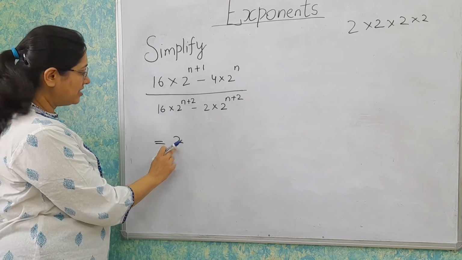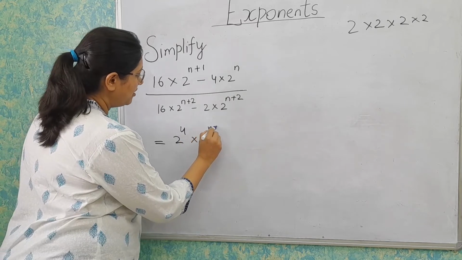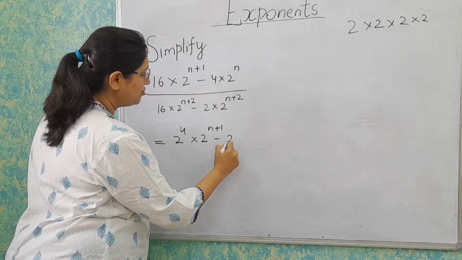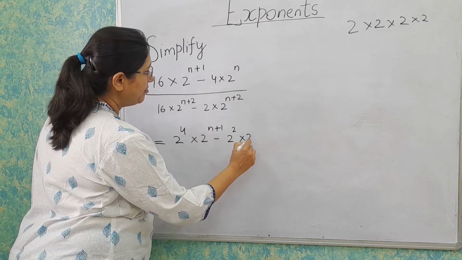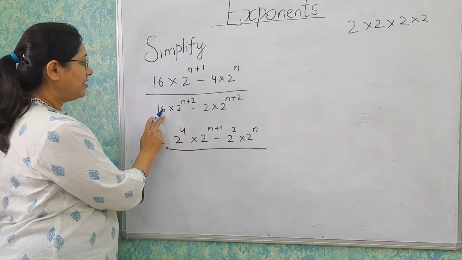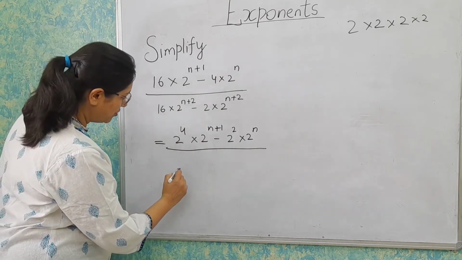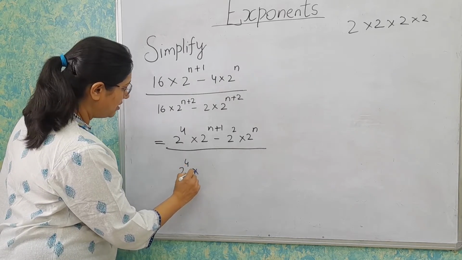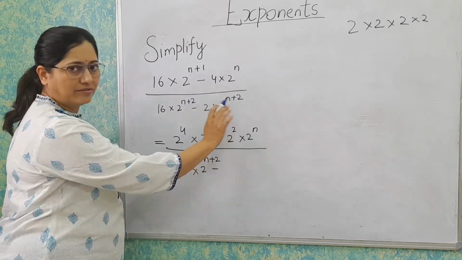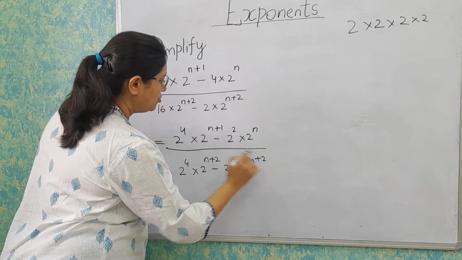So I can write it as 2^4 × 2^(n+1) minus, I can also change this 4. I can write it as 2^2 × 2^n. And now I will put a division sign. And again I will change this 16 simply by writing it as 2^4. So first I will write 2^4 × 2^(n+2). Now I have to write this entire number as it is: 2 × 2^(n+2).